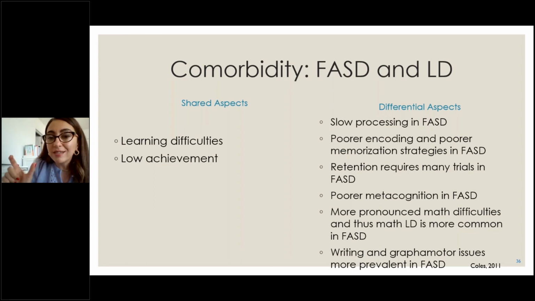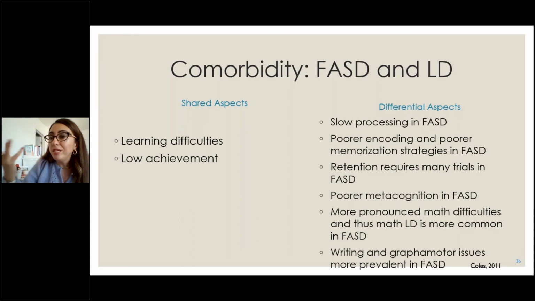So when we look at the processing speed scores, we will see that they are around the 60s and 70s in FASD, whereas for a typical child with only learning disabilities, we could still see some issues with processing, but more around the low 80s and 90s. Okay. In FASD, we see poor encoding.